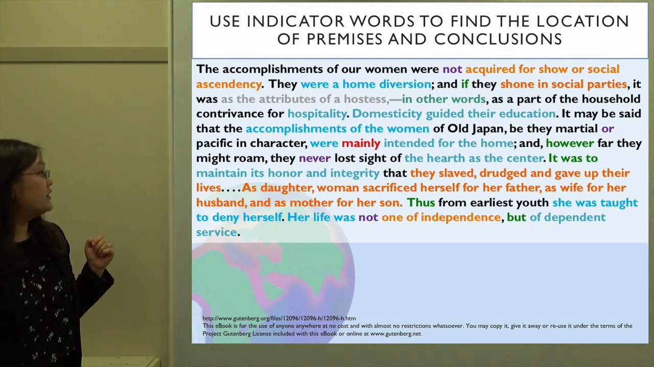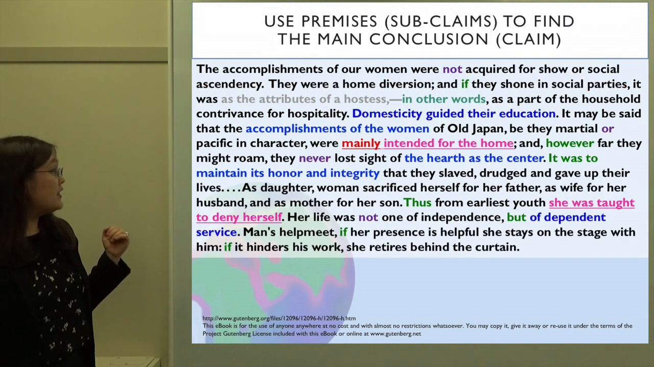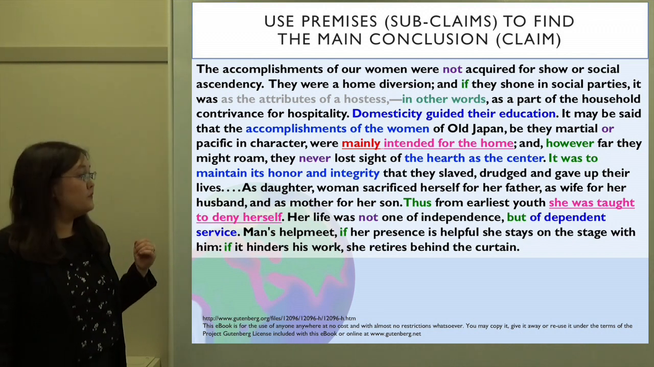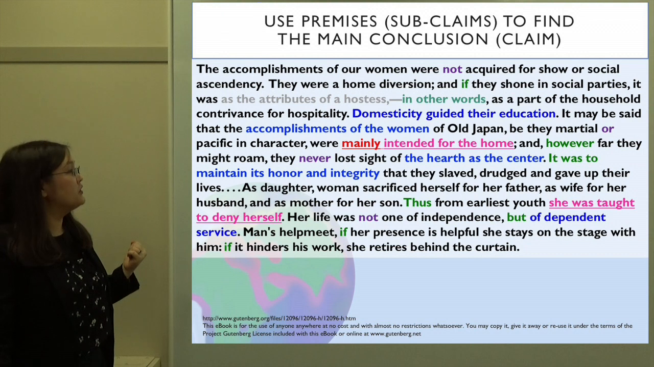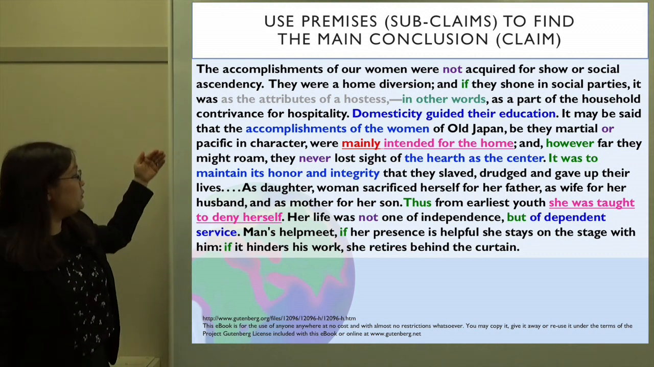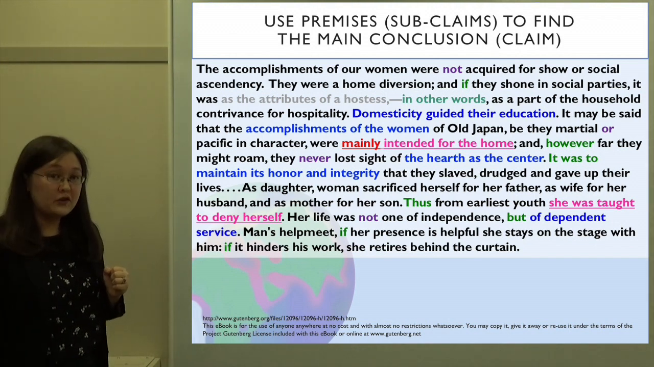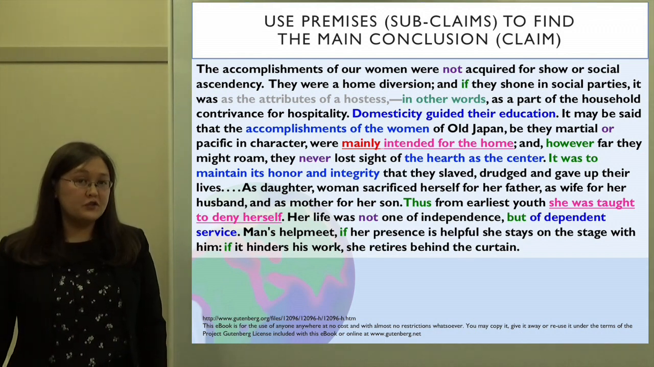And after we've separated into the two colors, premises and conclusions, then we can identify which is the most important conclusion. And here we have the word mainly. Mainly intended for the home, to deny herself. And blue is also important information, but most important, we have the word mainly to help us find that conclusion that Nitobe wanted to make.